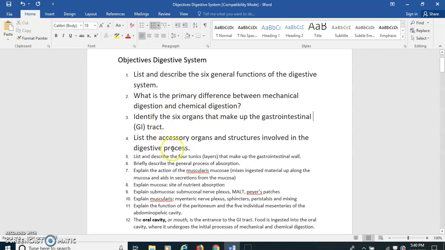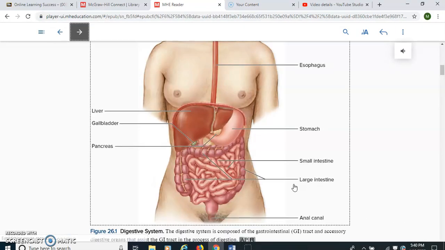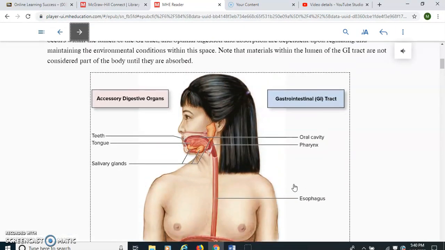All right, 3 and 4 are going to go over the anatomy, and again, this might be more of a review for you since we've already covered this in lab, but I'll go over it in here, and make sure that you know why certain structures are part of the gastrointestinal tract and why certain structures are considered accessory digestive organs. All right, so here's a picture.